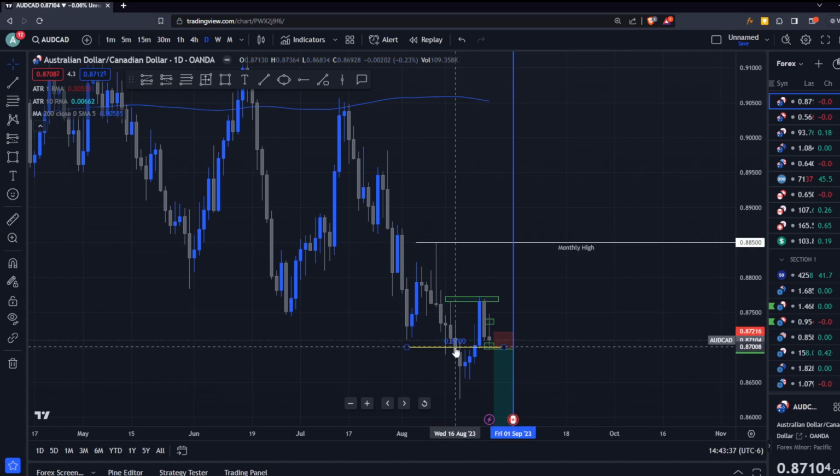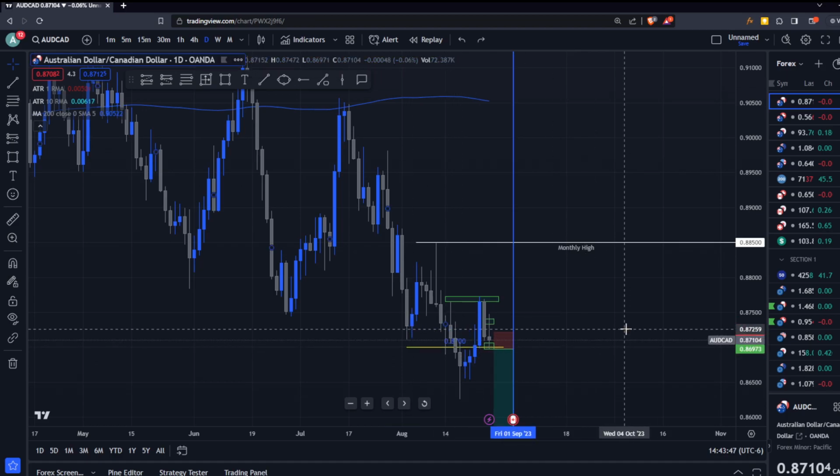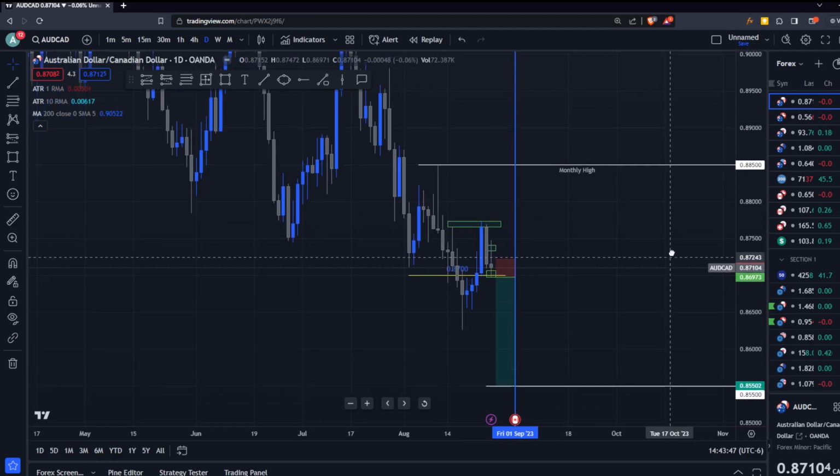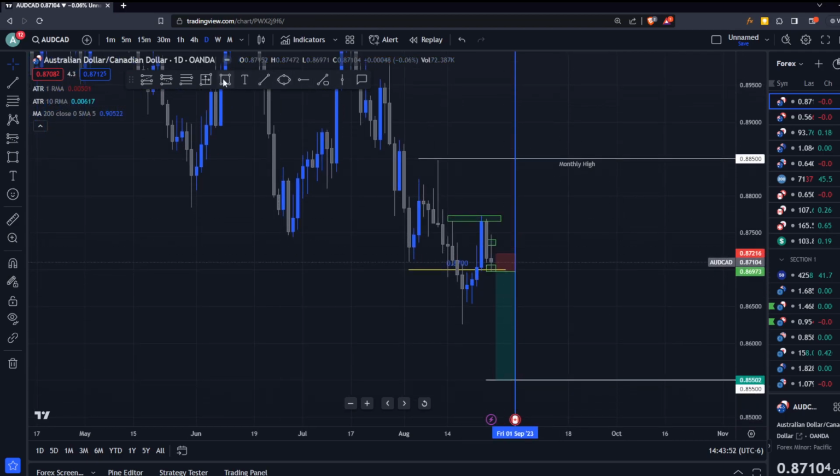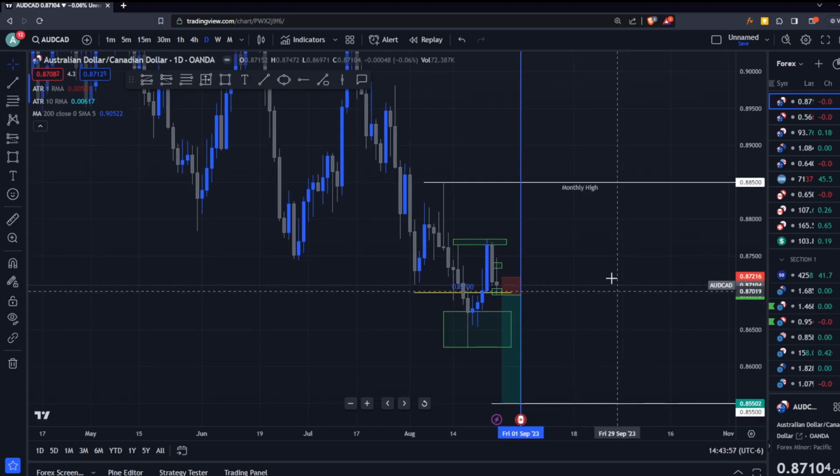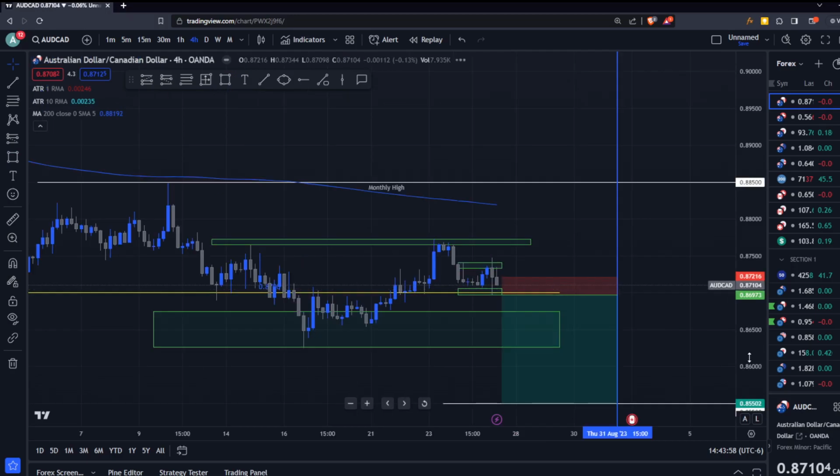Broke this 87 level recently. That was last week, I believe, maybe two weeks ago now. And so now we're looking to break that area again. There has presented a new daily liquidity zone, which is down here, which is pretty massive. So we're looking to break that this week.